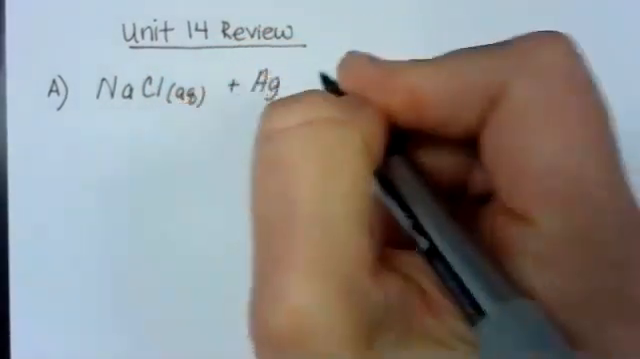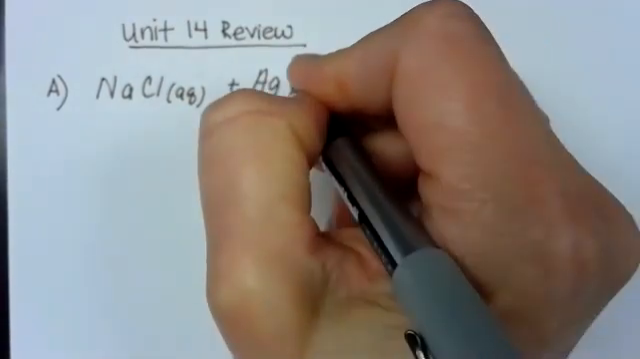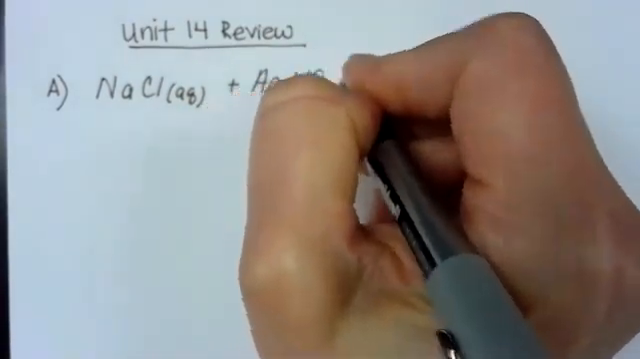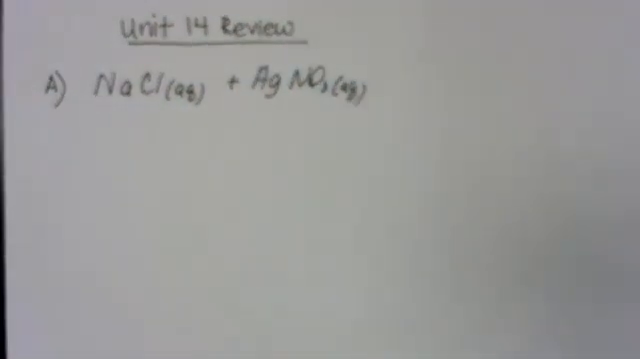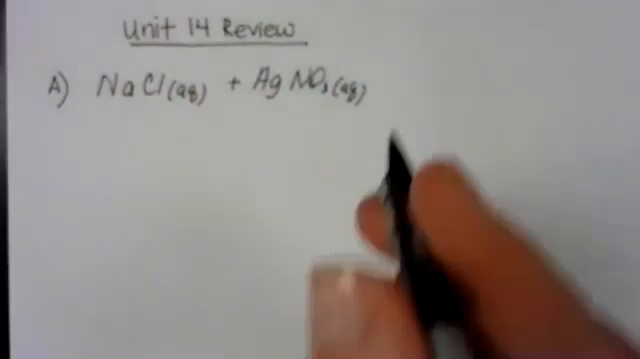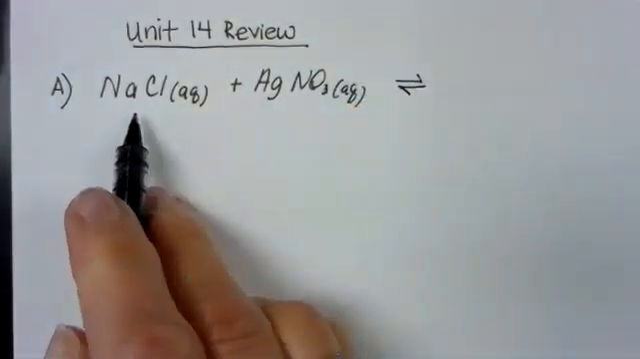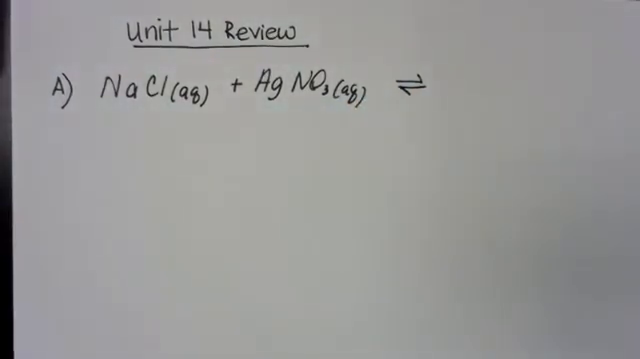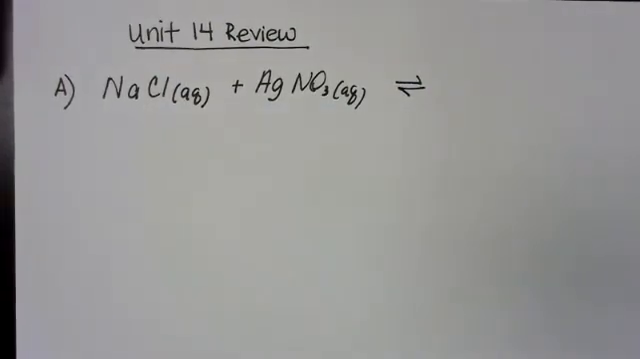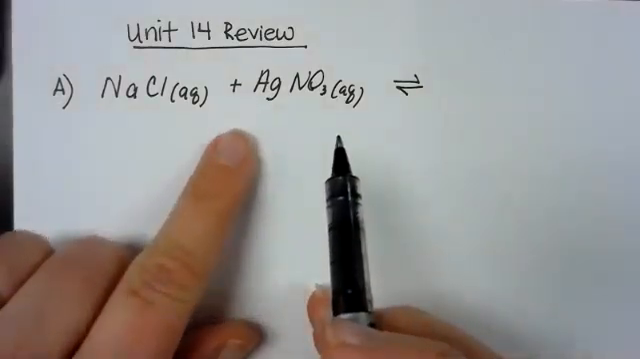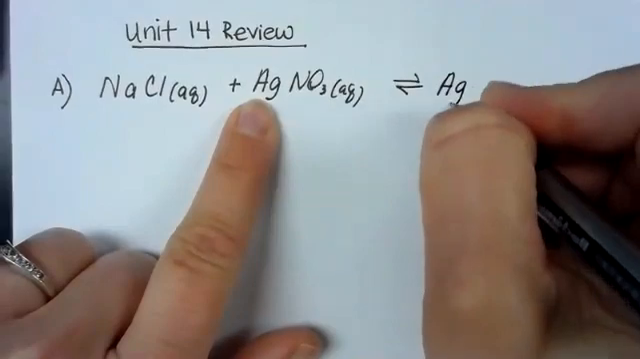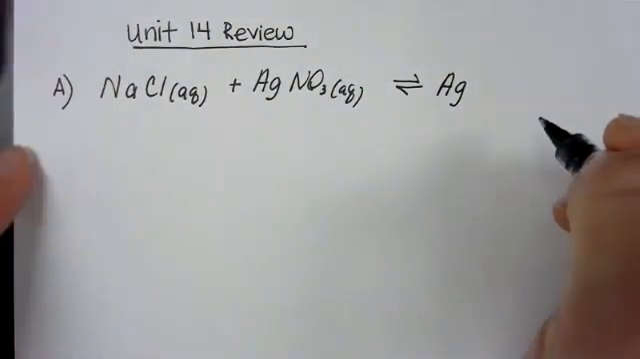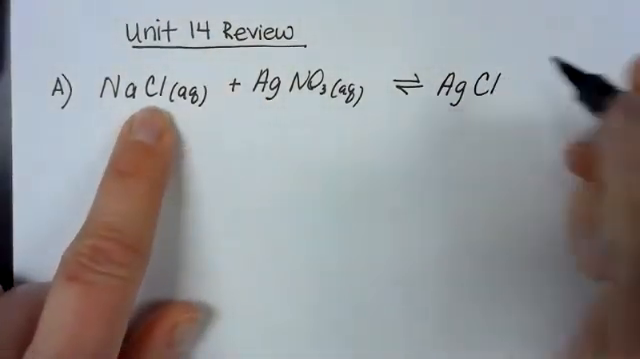So the first example is sodium chloride and silver nitrate. They are both aqueous. That means they are both solutions, basically. That's the easiest way. They're both dissolved in solution. This is a double replacement reaction. So in double replacement reaction, part B says swap the partners. That's what you did in double replacement back in unit 5. So you're going to swap these two partners. So you're swapping, let's say, silver bumps out sodium, and you're left with silver chloride.